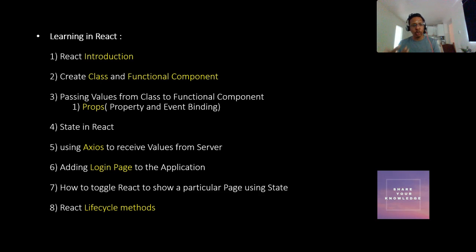And then we are going to see about state in React, and we are also going to use Axios so that we are able to receive the values from the node server that we will be running. And as I specified, I will also be adding a login page. You will be seeing how we are able to add a login page to a React application, and how we can show two different pages using the states in React. And at last in React, we also will be seeing about React lifecycle methods.